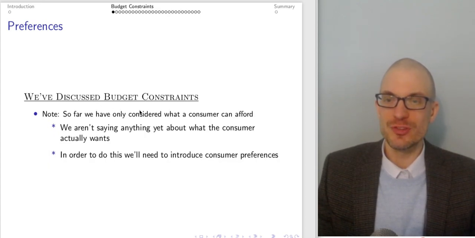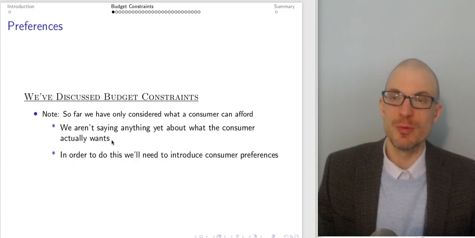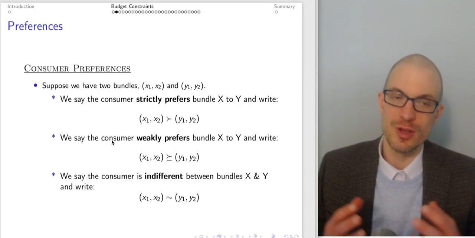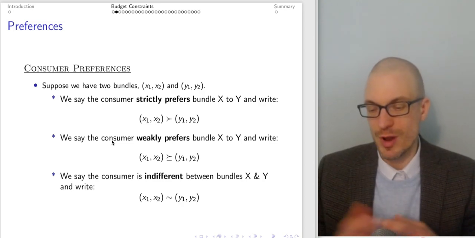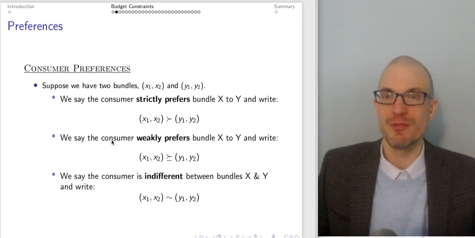Previously, in the budget constraints, we talked about what a consumer can afford. We didn't yet say anything about what the consumer actually wants. Now we need to introduce preferences so that we can talk about what the consumer wants. Remember, the goal of optimization, the goal of consumer theory, is for the consumer to do the best they can given the circumstances. The given-the-circumstances part we covered already when talking about the budget constraint. Doing the best they can is going to be determined by the preference structure.